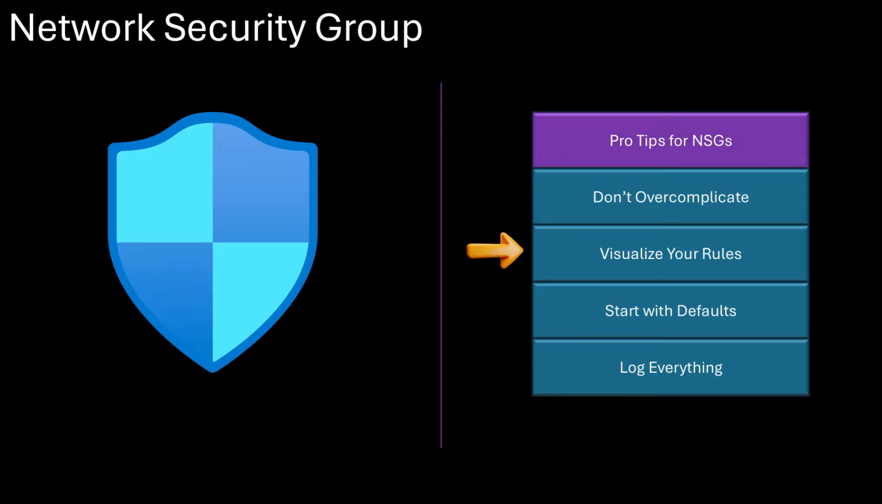You should use Azure Network Watcher's IP Flow Verify to test if your security rules are working as expected. It's a lifesaver for troubleshooting, so don't ignore it. Azure gives you default rules like deny all inbound and allow VNet inbound. Think about customizing these only if you need something specific, otherwise leave it.